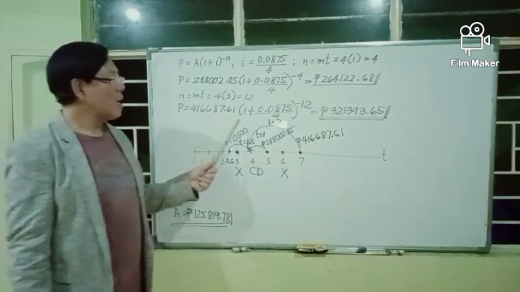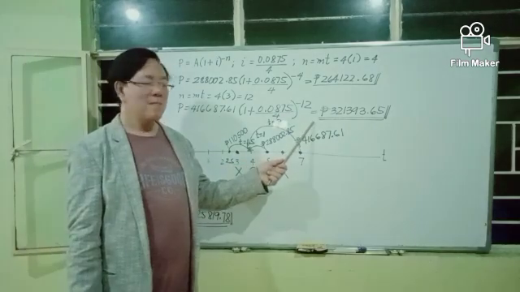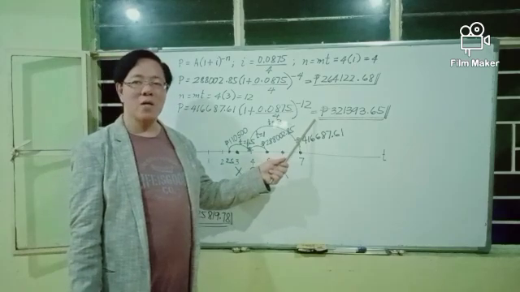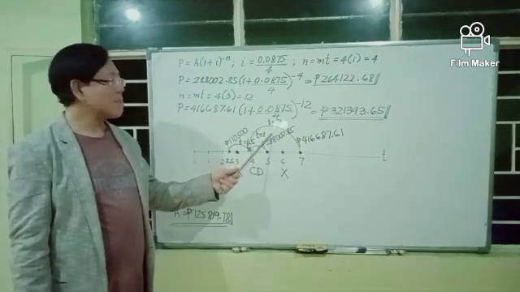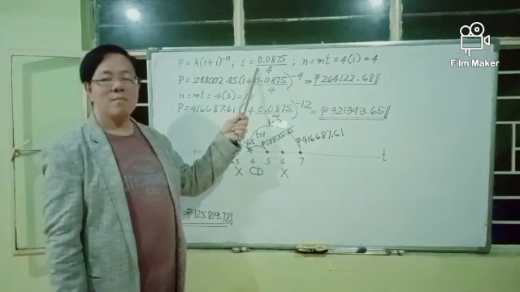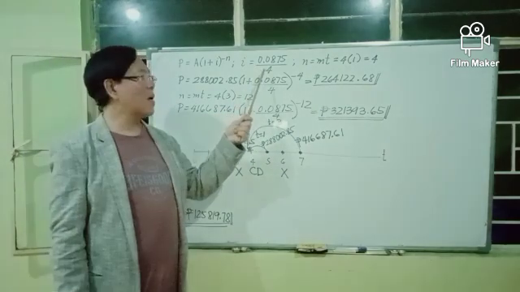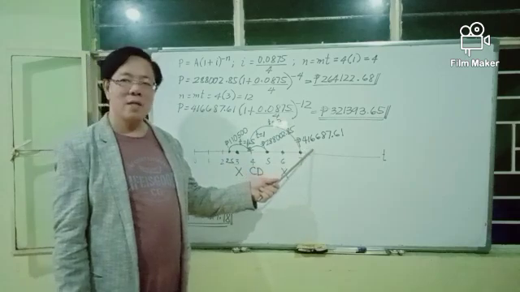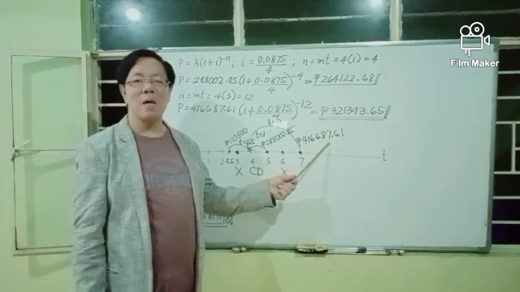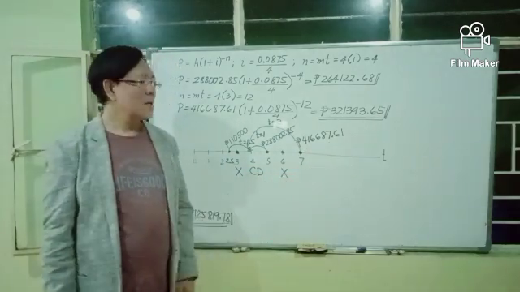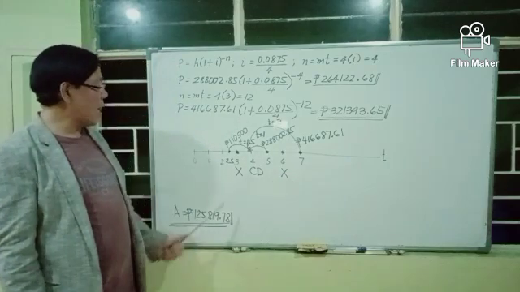416,687.61 pesos. And if you want to check if this is correct, take this as the principal and accumulate it for 3 years at 8 3/4% compounded quarterly, and you should get 416,687.61 pesos.